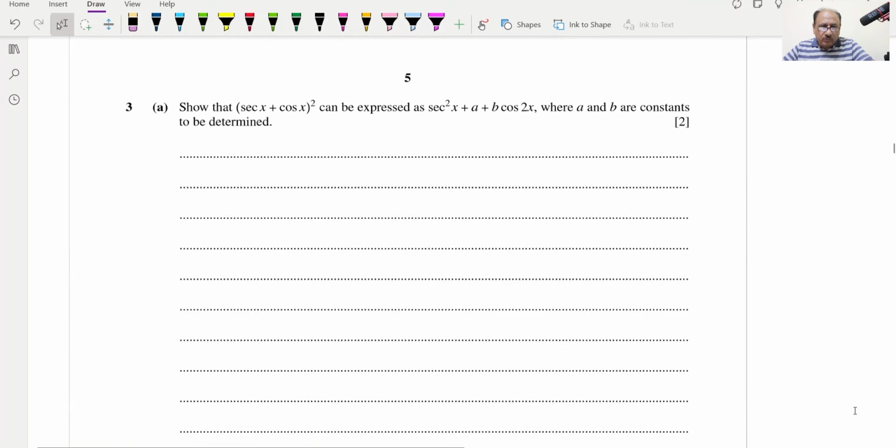Now we can move to question number 3a part. 3a part says show that secant x plus cos x squared can be expressed in this format, where a and b are constants to be determined, and we need to solve this one to get 2 marks.